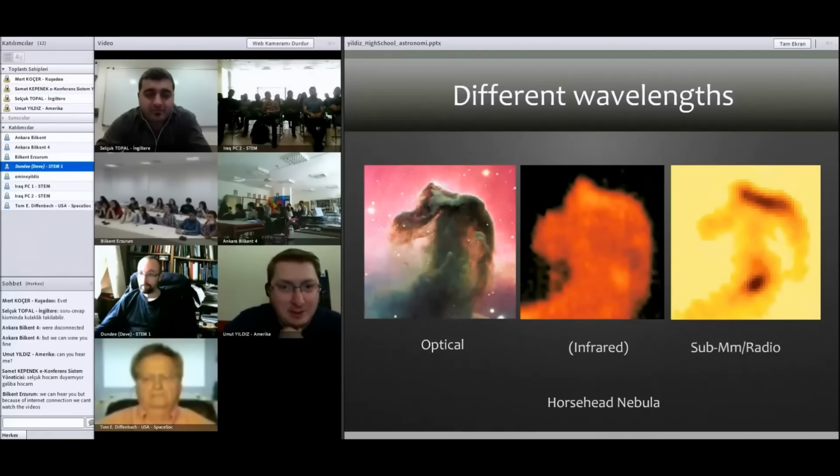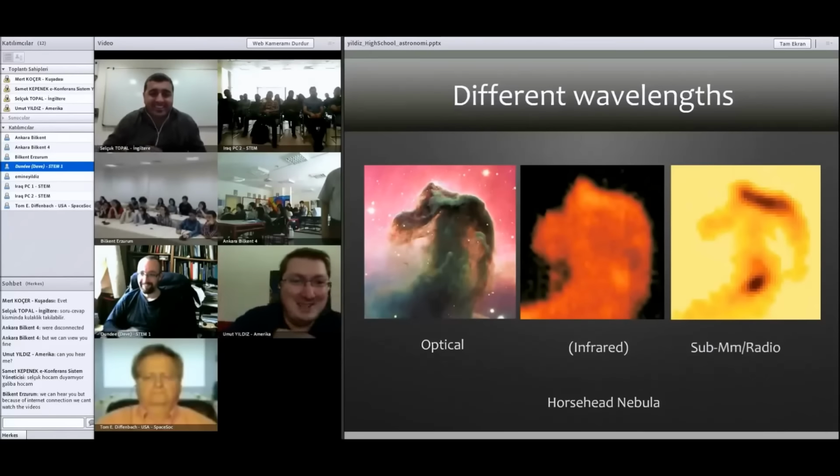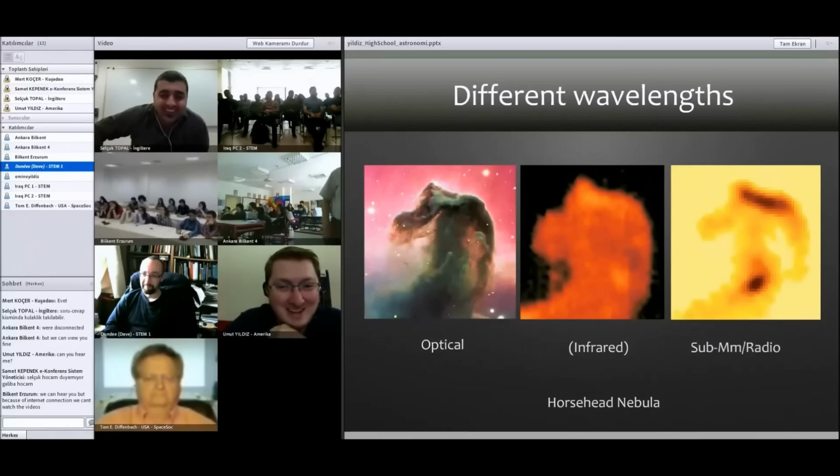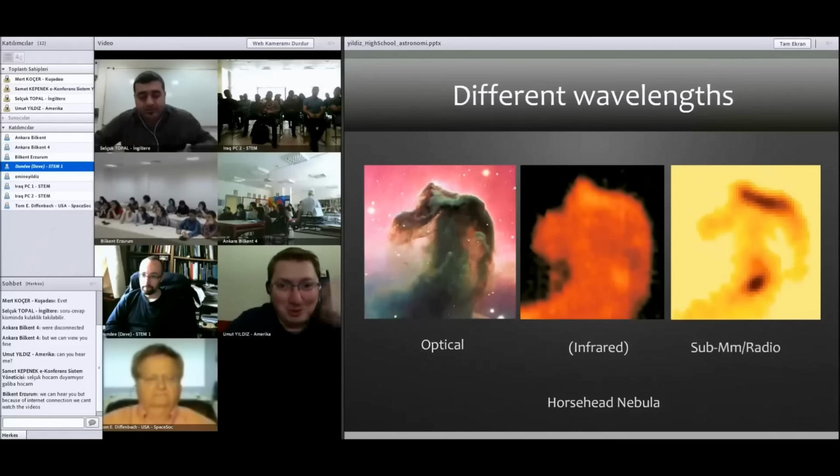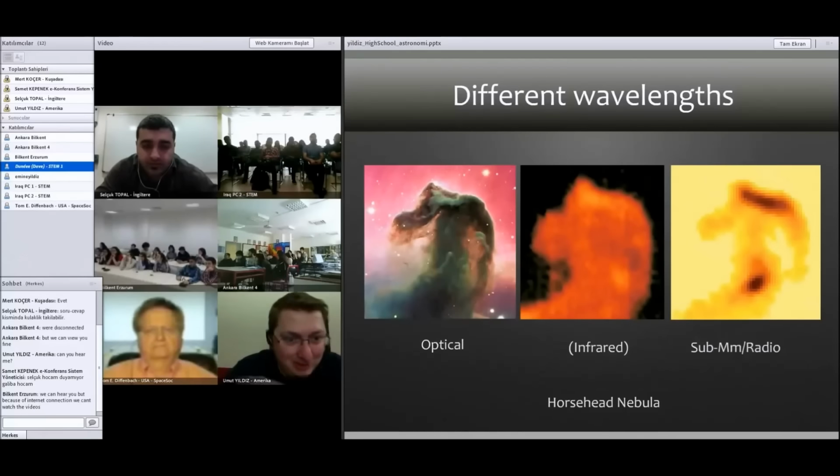So let's continue. As I said, if I use an optical telescope, I see different things, and if I use a different type of instrument, I see different things. For example, look at this nebula. This is called the Horsehead Nebula. Have you ever seen this nebula before? It's a very popular one, in the Hubble images. Anybody, raise your hands. Nobody has seen the Horsehead Nebula, really? Astronomers have a really nice imagination, so they call things after real-life examples. For example, this is the Horsehead. It really looks like a horse's head, right?